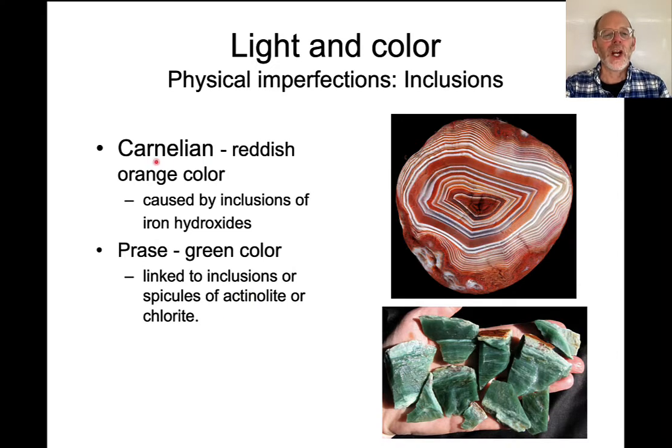Other examples, carnelian is quartz that has inclusions of iron hydroxides, and prase, which is another green quartz, can have chlorite in it, but some also has inclusions of actinolite.